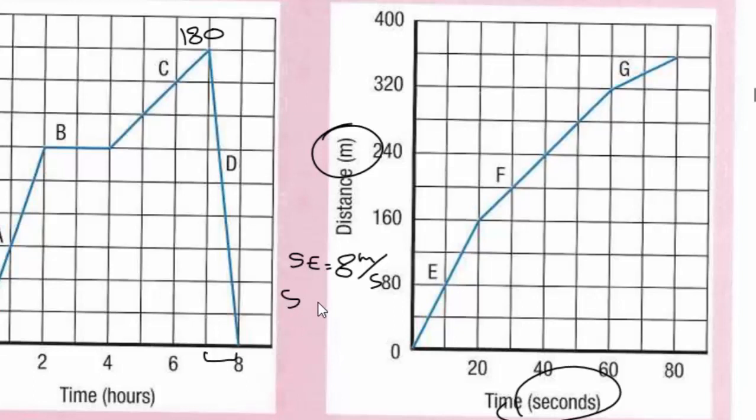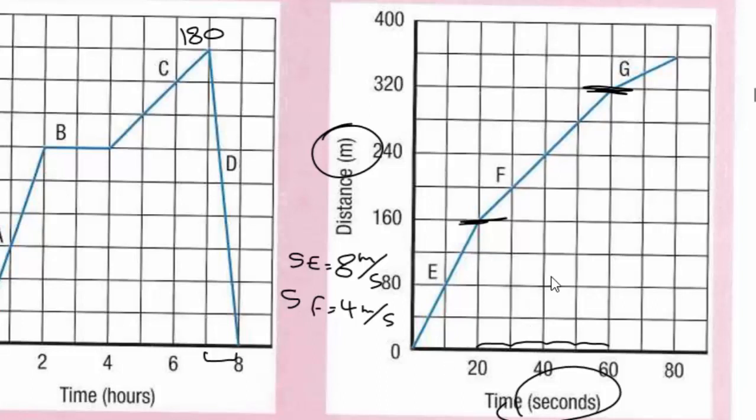Speed of F starts from here. This is one straight segment. From 160 to 320 is 160 meters. And the time taken here is 10, 20, 30, 40 seconds. Then we're going to divide 160 by 40, which is equal to 4 meters per second. Speed of part F is 4 meters per second.